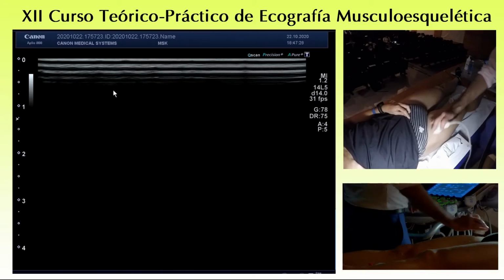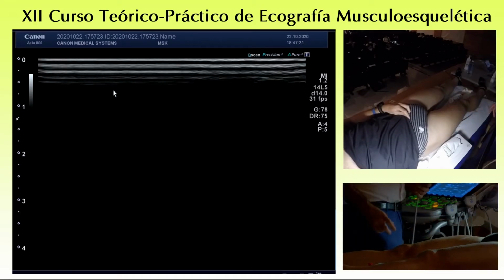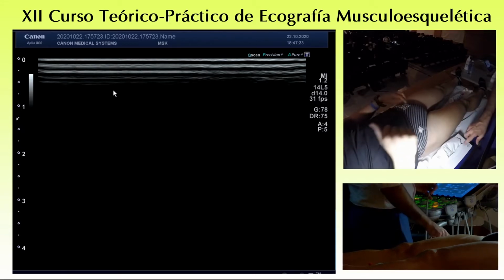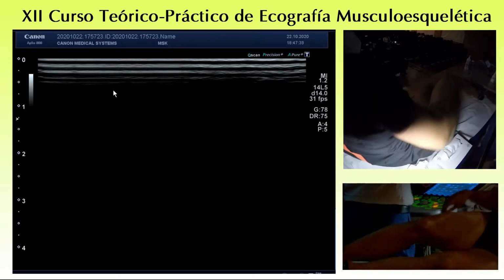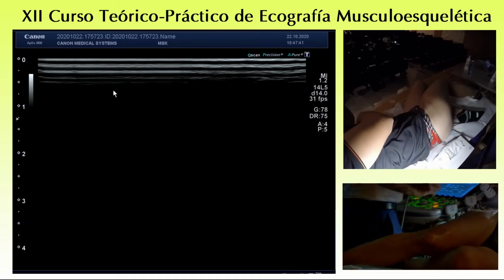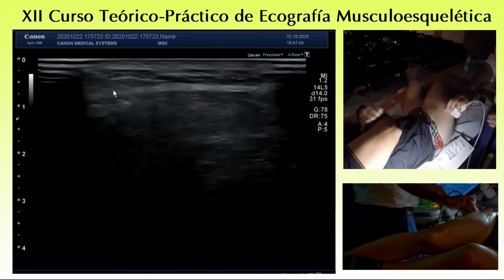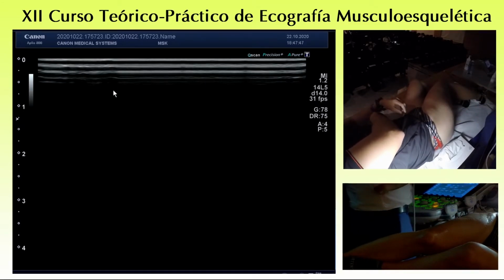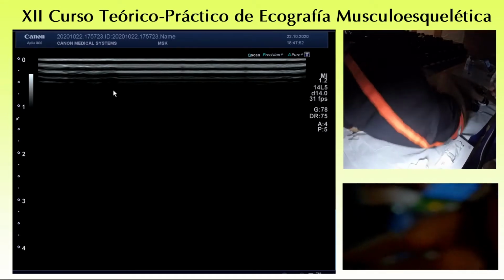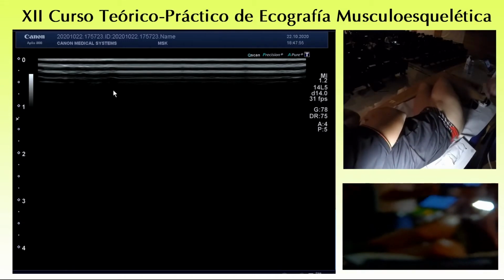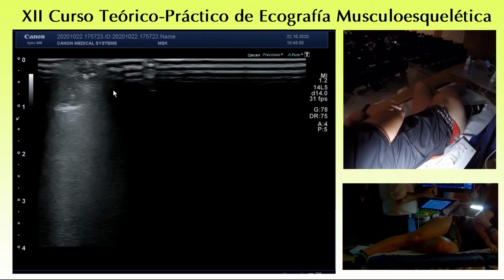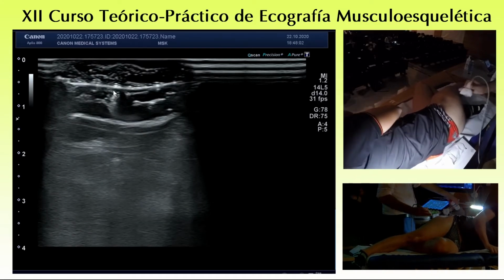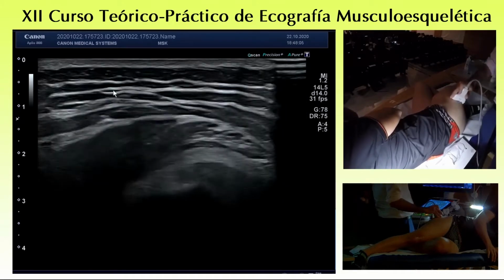Okay. So now just a quick look at the lateral side, because I think that up to now it has not been demonstrated. If you can go a bit more lateral, it is possible. Thank you. And with the leg extended. Okay, thank you.